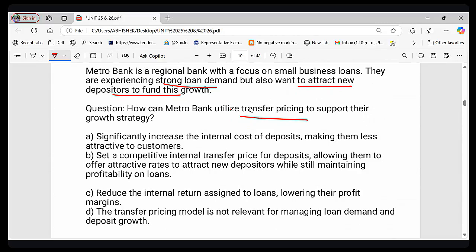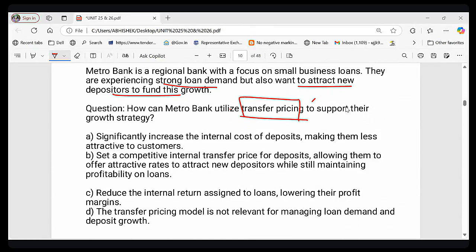So this is a very important question. Every time it is asked, transfer pricing. If you know it, then you can answer this question. This question is regarding transfer pricing. Transfer pricing is a most frequently asked question in the examination, right? So you must have a clear understanding of it. आपको पता होना चाहिए कि transfer pricing क्या होता है, right? So what do you think is the correct option here?